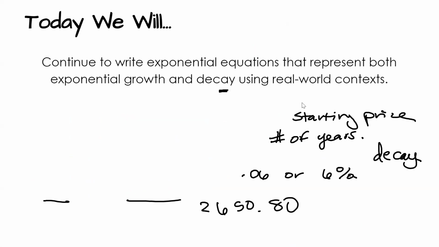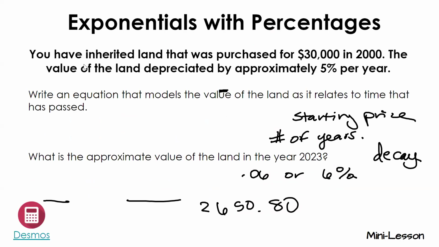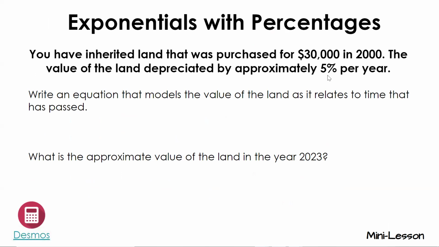So we're going to continue to write exponential equations that represent both exponential growth and decay using real world context. Okay, so you've inherited land. Congratulations. That was purchased for $30,000 in 2000. The value of the land depreciated by approximately 5% per year. What does depreciate mean? Decrease. So we're going to write an equation that models the value of the land as it relates to time that has passed.